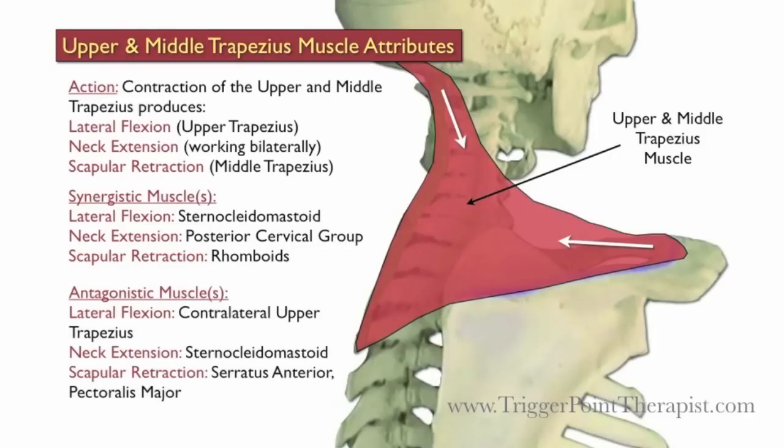The contralateral upper trapezius opposes the upper trap during lateral flexion, and the SCM, or sternocleidomastoid, opposes the upper trap during neck extension. The serratus anterior and pectoralis major both oppose the middle trapezius during scapular retraction.